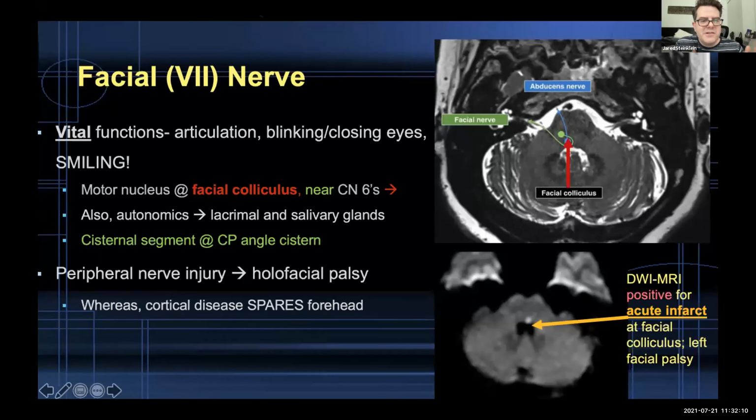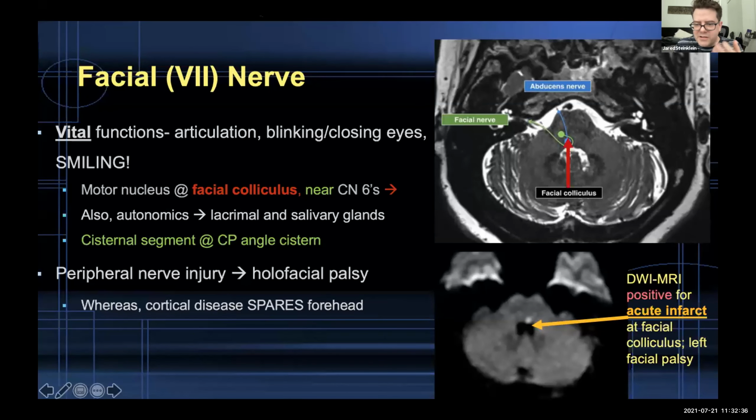All right, so the facial nerve has really vital functions. Articulation, blinking, smiling. It's a really vital nerve, and it's a very complicated nerve. But again, let's start from the back and go forward. So we have the motor nucleus again at the facial colliculus. So 6 and 7 are kind of buddy nuclei, back to back. Most of it is motor going to the face, but it does have other functions, as you can see here.